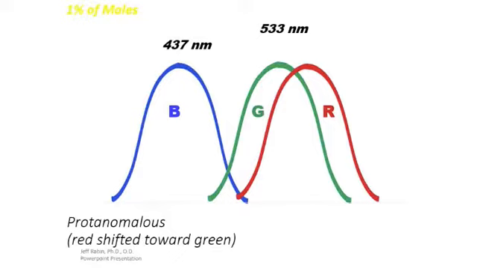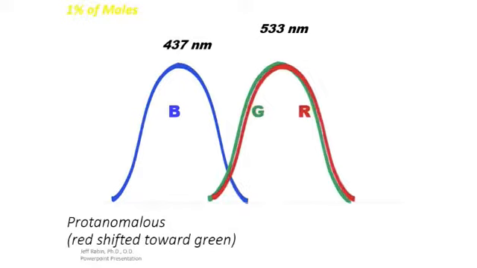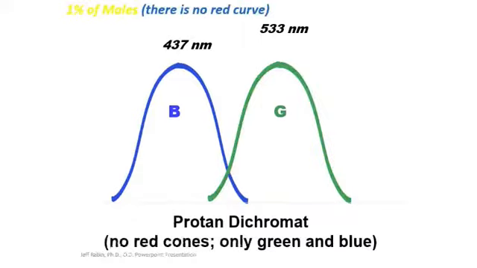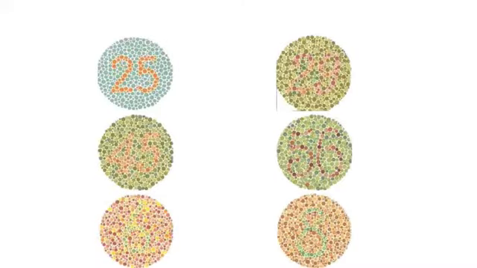The protanomalous people have their red shifted toward green. So that's again why they would confuse red and green. And the protan dichromats don't have any red cones, they only have the blue and the green. They wouldn't see red at all.